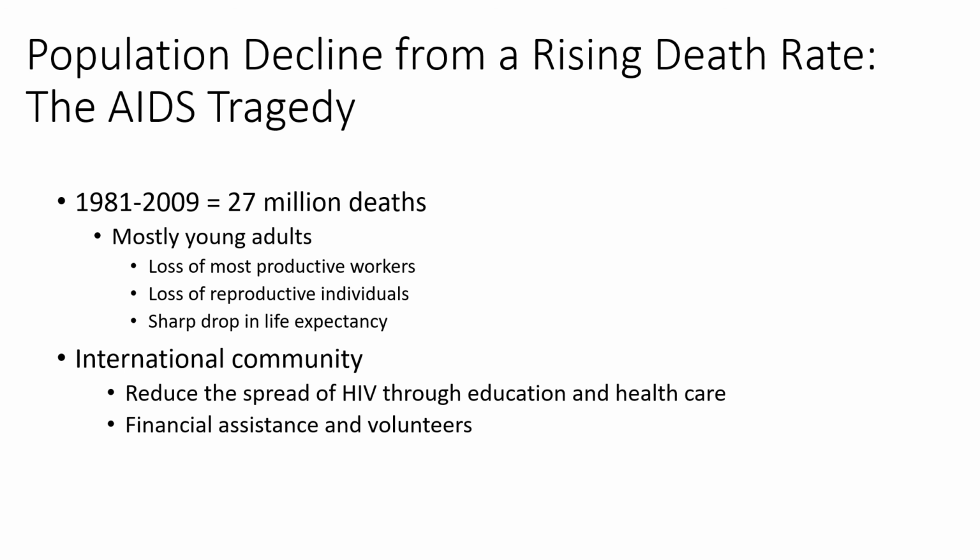So another case study that we're going to take a look at is AIDS in Africa. From 1981 to 2009, there were 27 million deaths due to AIDS, and it was mostly young adults. So you ended up with a loss of productive workers, a loss of individuals in their reproductive ages, and a very sharp drop in life expectancy. The international community was trying to reduce the spread of HIV through education and healthcare, and also family planning through condoms, and providing financial assistance and volunteer work.